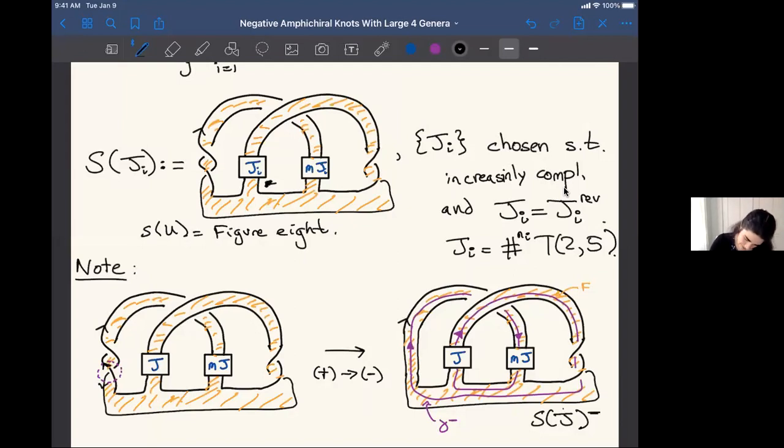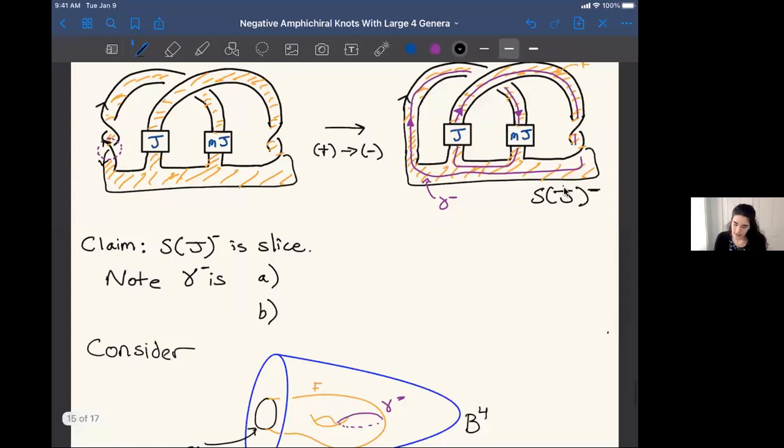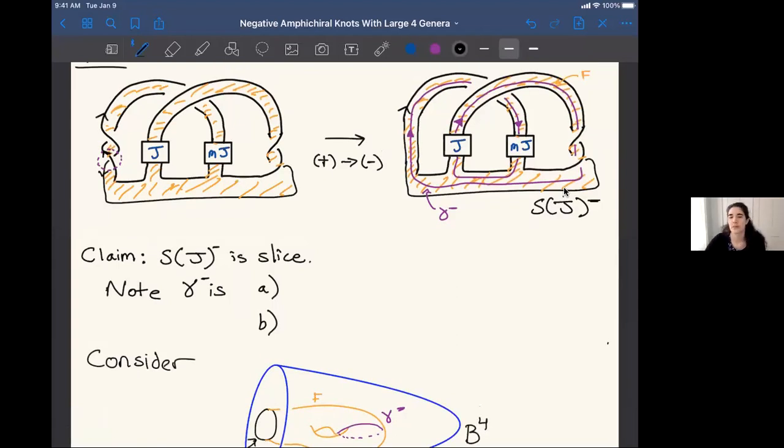So my claim is that S of J minus is slice. I've drawn this curve in purple, gamma minus, and there are two things I want to tell you. First of all, you can just check that gamma minus is zero-framed by the surface in the picture. If you push it off the surface orthogonally to the surface, you get zero linking number algebraically with the original knot.